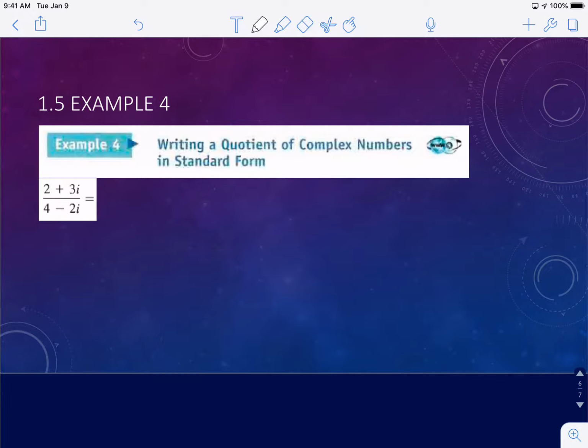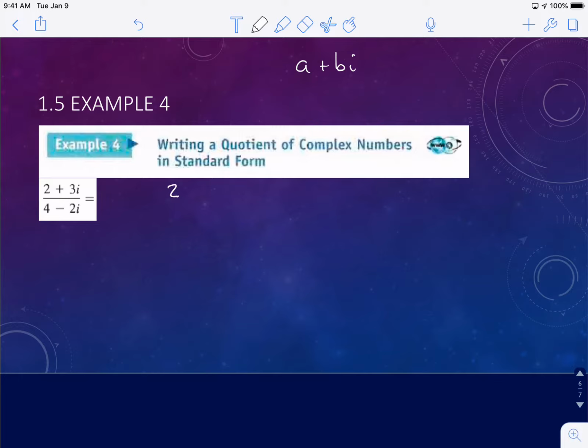So here in example 4 of this lesson, we're taking a given quotient of complex numbers and rewriting it so that it is in standard form. So we'll take this (2 + 3i)/(4 - 2i) and convert it so that it's in standard form. Standard form meaning that we're looking for a + bi. So it's not that way right now, and so here we go.